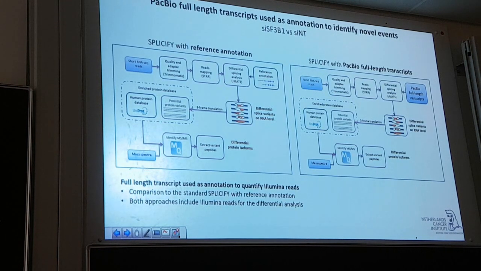So what did we do with our full-length transcripts? So far I didn't talk about this. This is what I talked about, this was our pipeline. And now what we do is we take our full-length transcripts and we use them instead of the reference annotation. So we provide our pipeline with the exon-intron coordinates from the experiment and not from the basically available databases for the human genome. So in both approaches we still use the short RNA-seq reads of Illumina to do quantitative analysis.